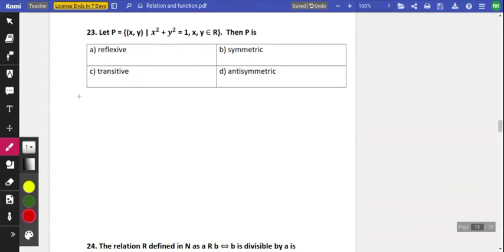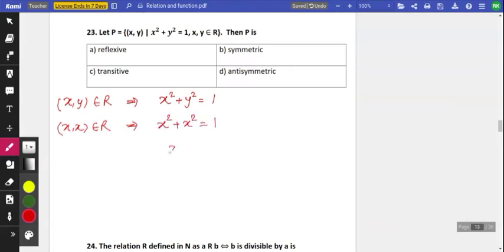Again in this question, you have to check whether the given relation is reflexive, symmetric, transitive, or antisymmetric. A relation is given in which (x,y) belongs to relation R such that x square plus y square is equal to 1. For the given relation to be reflexive, (x,x) belongs to relation R. It means x square plus x square is equal to 1, then x square is equal to 1 by 2. The final value of x is 1 by square root of 2.